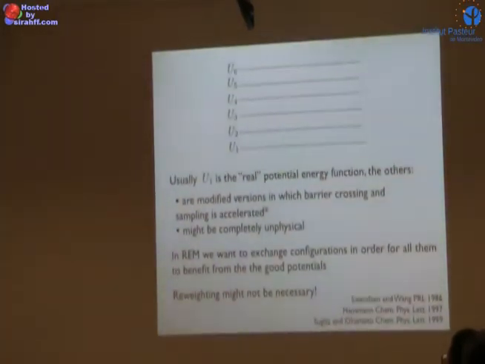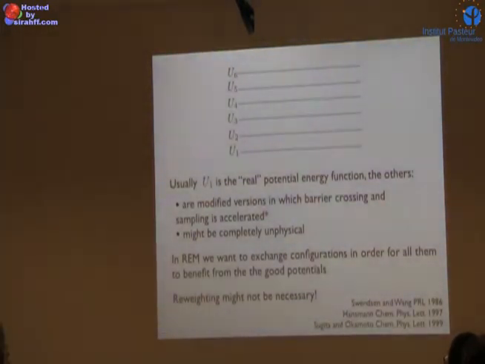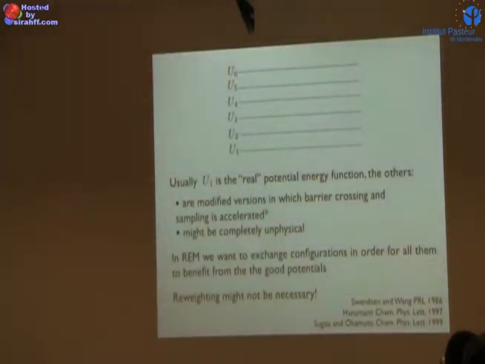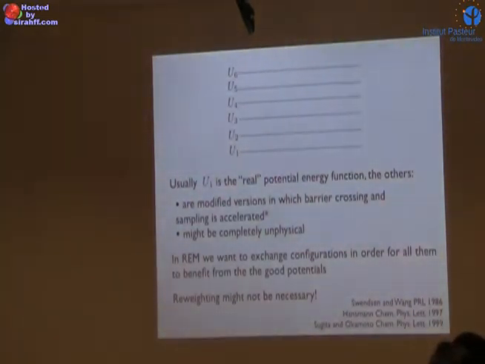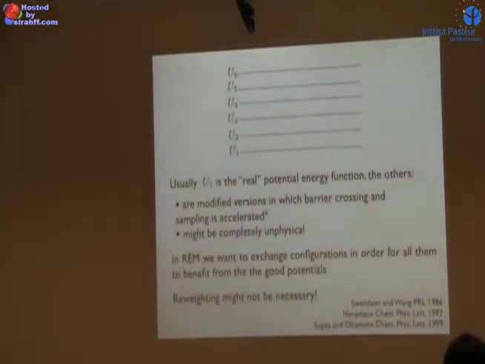This is kind of a general statement, because it's difficult to say exactly what I have to change, how much I have to change my potential energy function to accelerate sampling. But let's imagine we have a recipe to change some of the parameters that makes our life much easier.